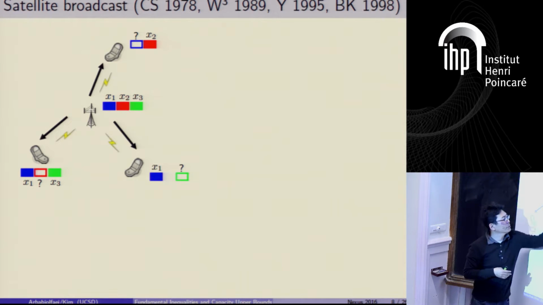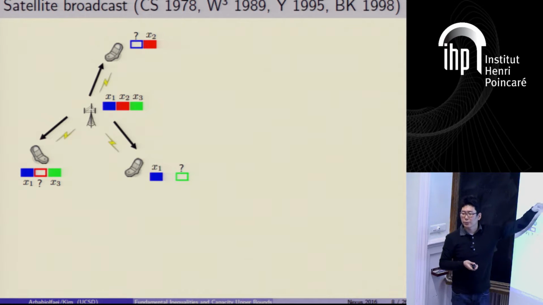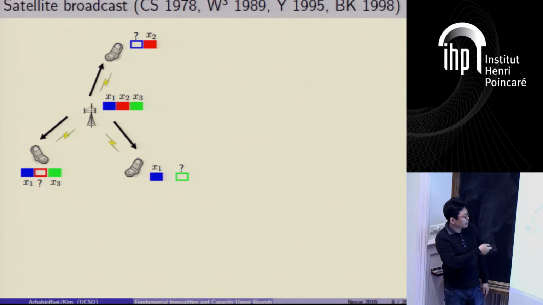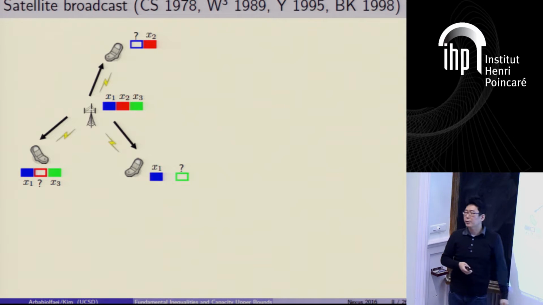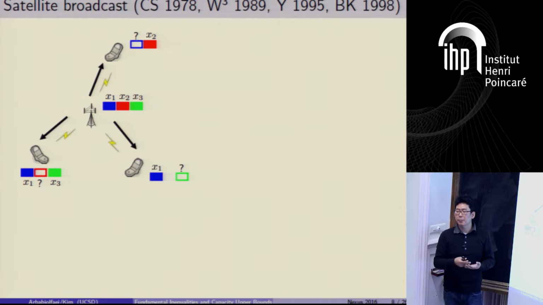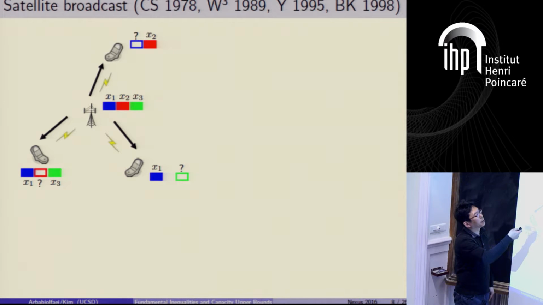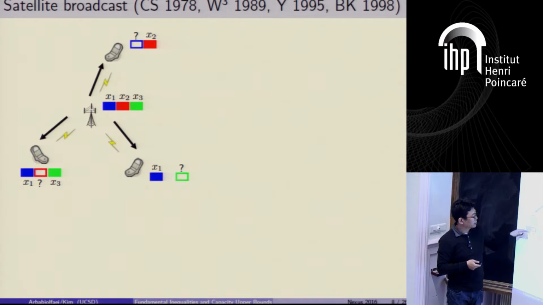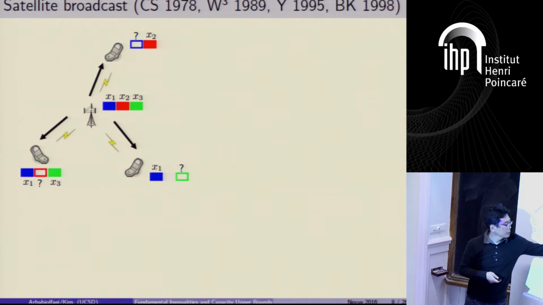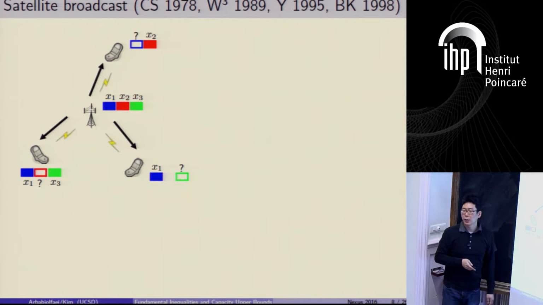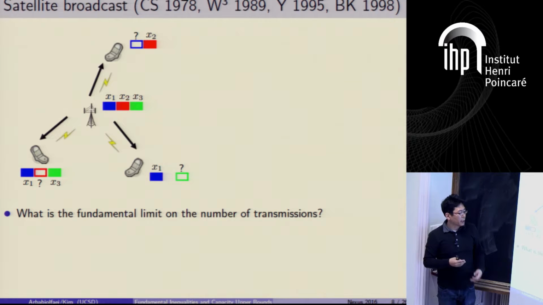So there are, say, 3 movies at the access point, or satellite, and there are 3 receivers, each wanting one message, one movie each. The top one would like to get the blue movie, this one would like to get the red movie, and this one would like to get the green movie. But because they already have some prior knowledge, the top one has red already, this one has green and blue, and this one has, say, blue already. The question is, what is the fundamental limit on the number of transmissions?